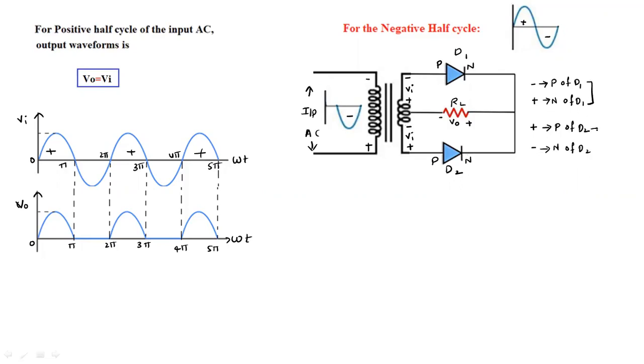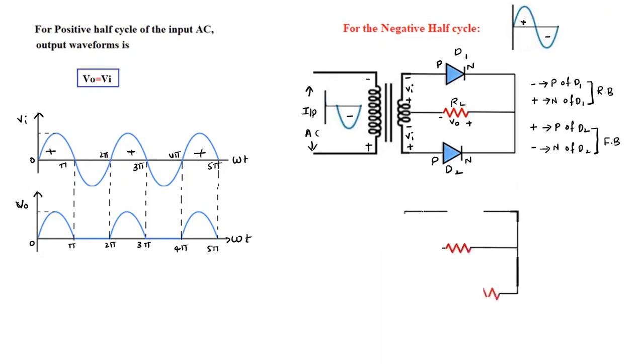If we observe the terminals clearly, negative is connected to P and positive is connected to N, so we can say that the diode will be in reverse bias condition. Here, positive is connected to P and negative is connected to N, so diode D2 will be in the forward bias condition. So for the negative half cycle, diode D1 is in reverse bias and diode D2 is in forward bias.